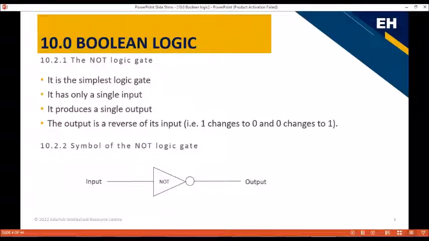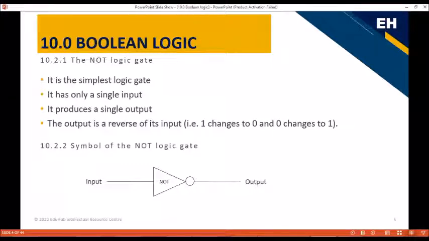Let's talk about the first logic gate that we shall be learning in this lesson, the NOT logic gate. And what are the characteristics or features of the NOT logic gate? Number one, it is the simplest logic gate. It has only a single input. It produces a single output. The output is a reverse of its input.